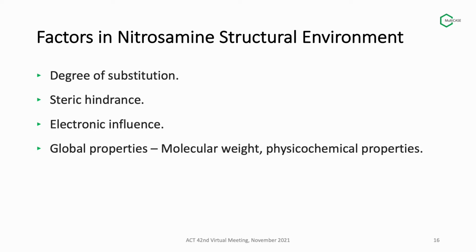Since we are talking about the local similarity approach, it is worth mentioning a few factors that are important in a nitrosamine structural environment. There are a few factors that come to my mind, and the first one is the degree of substitution around the nitrosamine functionality and the effect of steric hindrance, particularly steric hindrance present at the alpha position to the nitrosamine group. And this steric hindrance usually acts like a mitigating feature, and it reduces the carcinogenic potency. The effect of electron withdrawing or electron donating groups should also be taken into consideration.